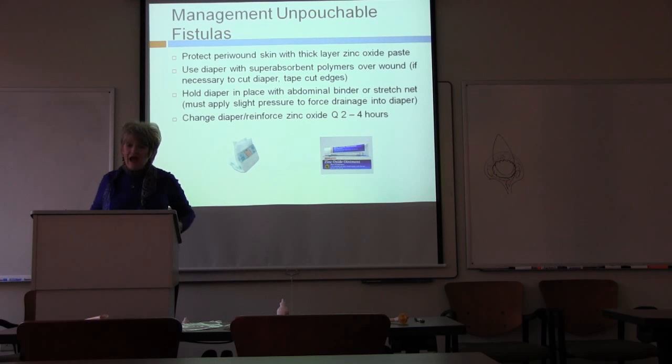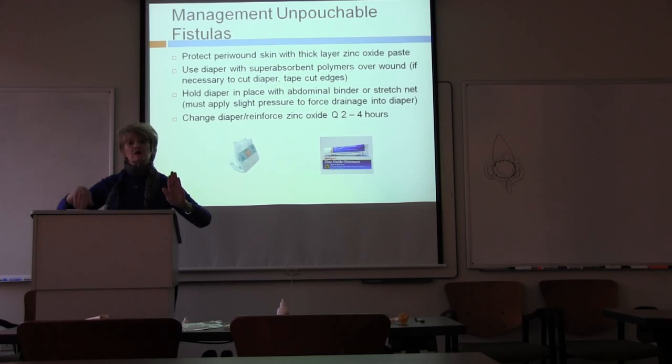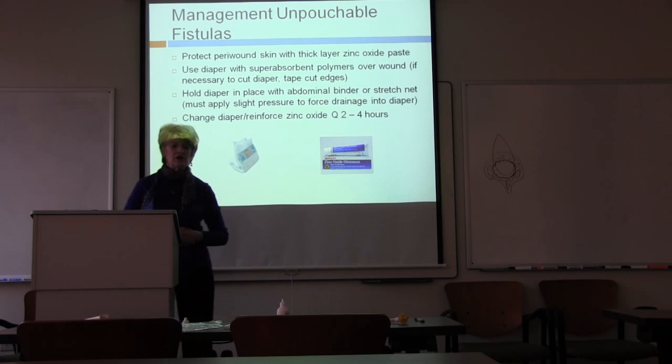Very important, you have to cover the diaper with something that creates slight pressure, because you have to hold the diaper against the wound bed to force the drainage into the diaper. Otherwise, it just drains out and under. So for children, we frequently will put the diaper over the wound bed and then secure it with stretch net. For adults, we frequently secure with a binder, something that puts pressure.